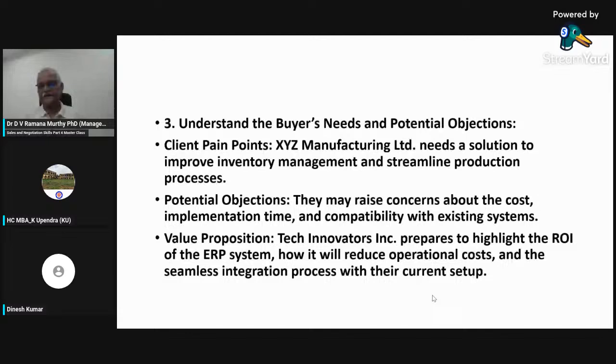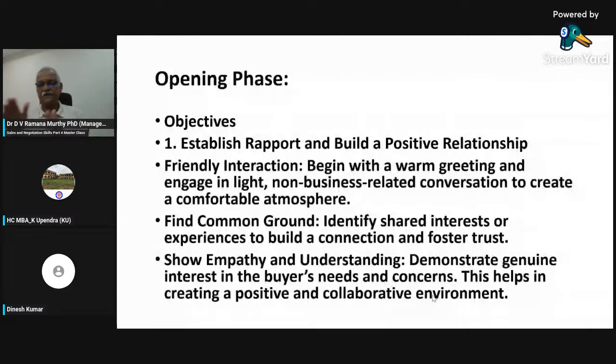That means without any problem. Seamless integration process means it can be a smooth transition, we can say. So we can help in a smooth transition of your processes with our new system. And with the current setup, there is no issue at all, and we'll be helping you. So these are the issues, and you can prepare a value proposition accordingly. So that is what you call the pre-negotiation phase. That's all over. All this is about the preparation.